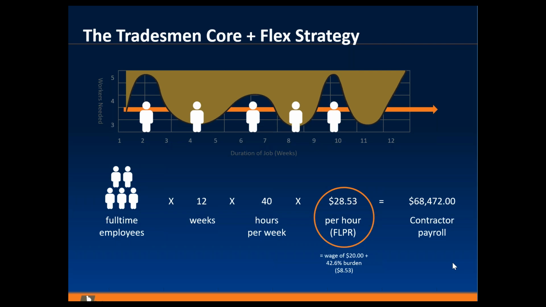So this is the labor portion here. At the bottom, you can see 5 full-time employees, 12 weeks, 40 hours a week. These commercial carpenters were making about $20 to $21 an hour, with a burden percentage on top of that of 42.6%, which gives the contractor what we would call a fully loaded pay rate of $28.53. And if you just do some simple math, you can see $68,472 was the cost of labor on this project.